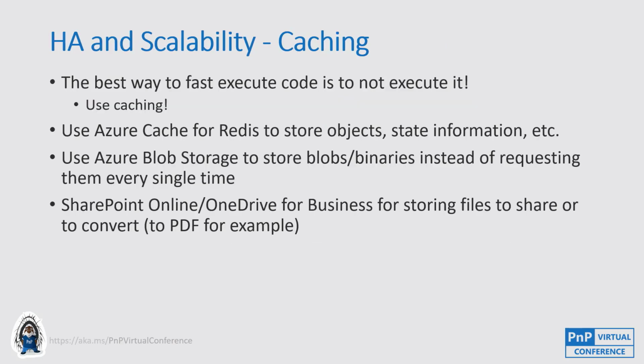Still talking about scalability and availability, think about caching. The best way to fast execute code is to not execute it. So use caching. You can use Azure Redis Cache to store objects and state information. You can use the Azure Blob Storage to store binaries and blobs so that you can make them available through a content delivery network. And you can use SharePoint Online and OneDrive for Business to store files that you can eventually convert on the fly into PDF using the Microsoft Graph. So, for example, if you are storing invoices or quotes or stuff like that, you can easily convert them into PDF on the fly with Microsoft Graph.